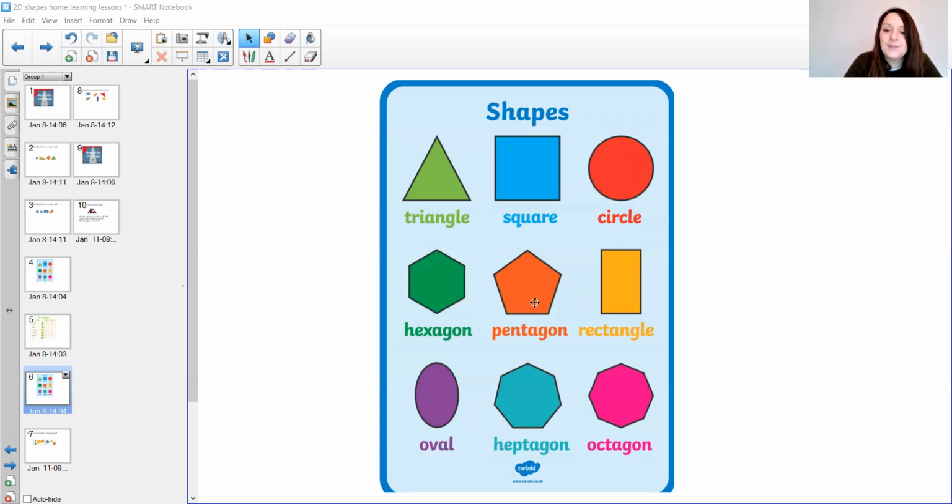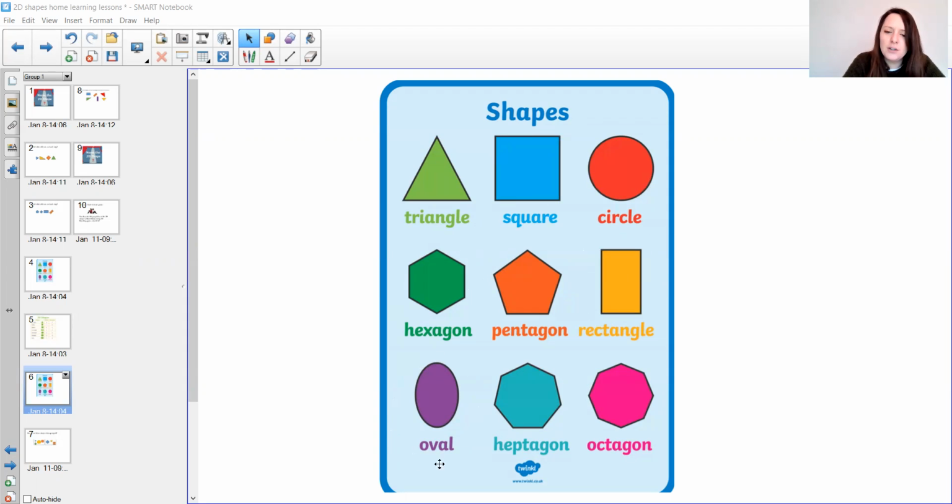Then we have, that's right, a pentagon. A pentagon has how many sides and how many corners? That's right, 5 sides and 5 corners. Over here we have our rectangle. How is a rectangle different to a square? Very similar, but a bit different. How do we know the difference? I hope you said it has got 4 sides and 4 corners, just like our square, but a rectangle has 2 longer sides and 2 shorter sides.